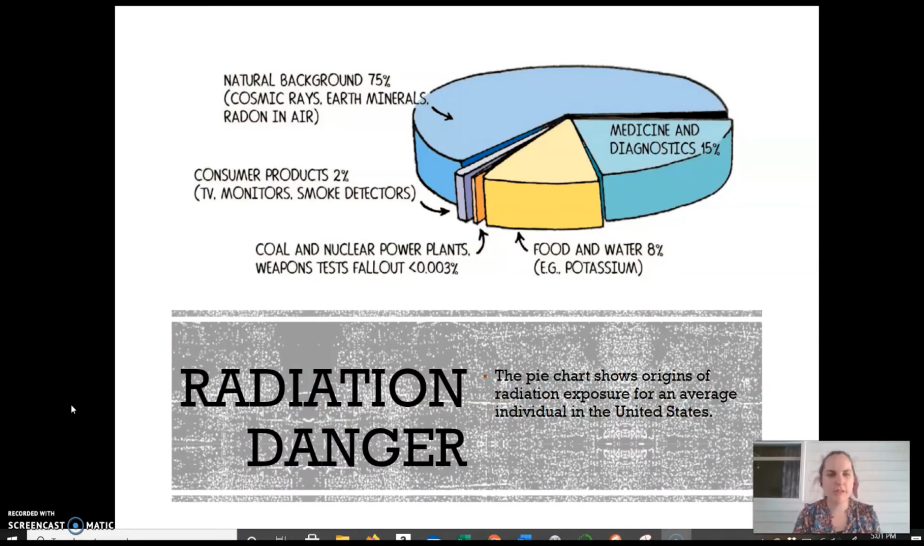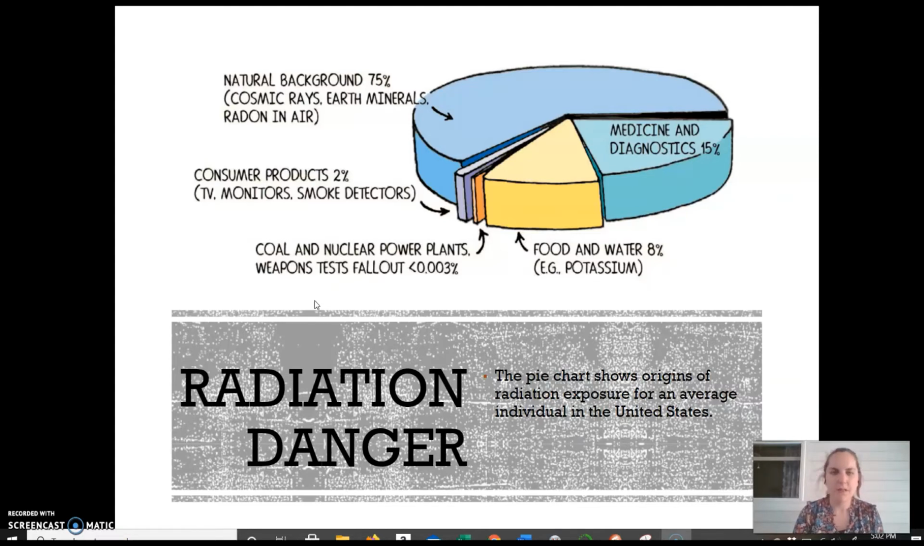So radiation is honestly made in anything. Like in medicine, in food, in coal, nuclear power plants, and weapons, in consumer products like TVs, monitors, computers, smoke detectors, and then we can also find it in cosmic rays, earth, minerals, randomly in air. And so what this pie chart represents is a show of origins of radiation exposure for an average individual in the United States. So honestly, we get exposed to radiation almost every day by pretty much all of these things.